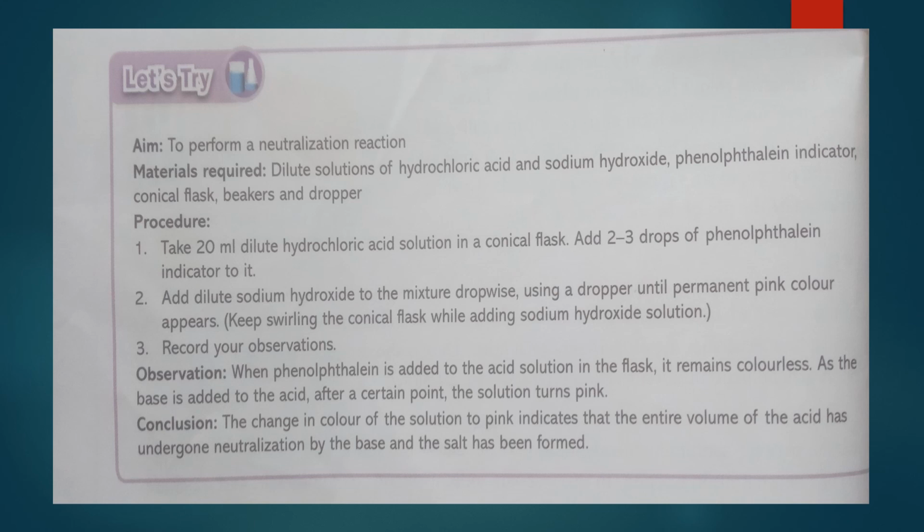We will observe that when phenolphthalein is added to the acid solution in the flask, it remains colorless. As the base is added to the acid, after a certain point the solution turns pink. So we can conclude that the change in color of the solution to pink indicates that the entire volume of the acid has undergone neutralization by the base and the salt has been formed.